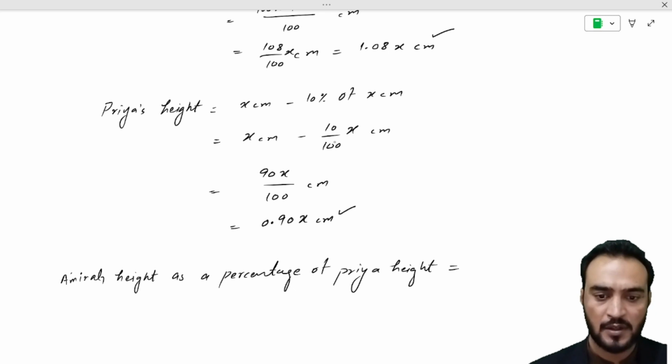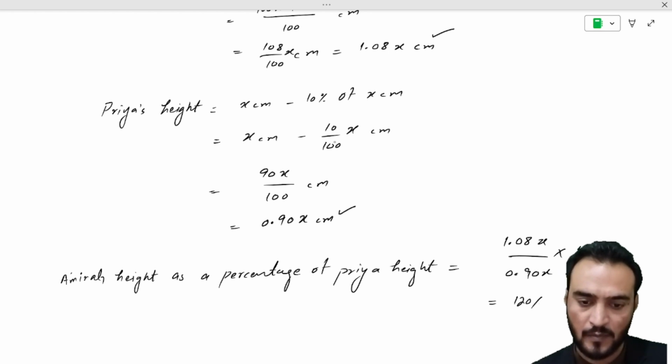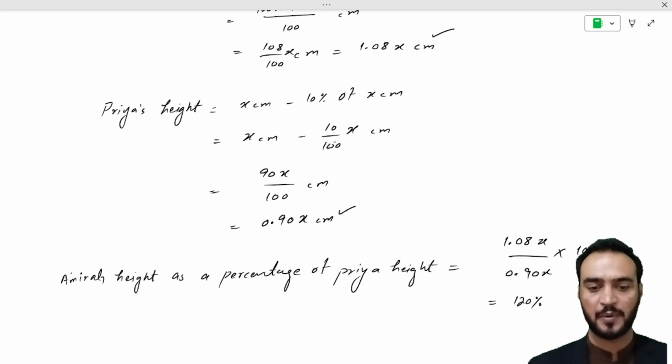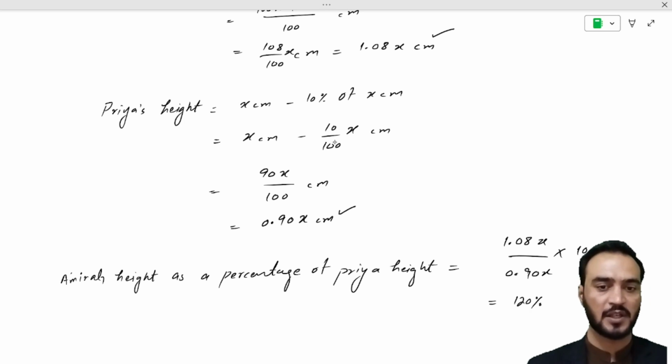Amira's height is 1.08x and Priya's height is 0.90x. We multiply this ratio by 100% and simplifying we get 120%. So Amira's height as a percentage of Priya's is 120%. So this was question number 16, and with question 16, chapter 8, percentages, ends.